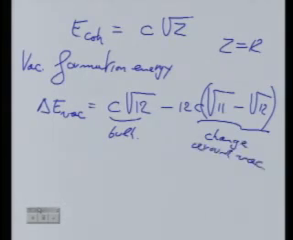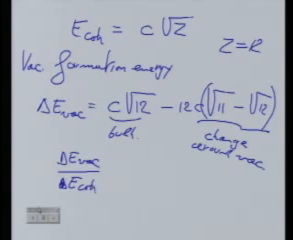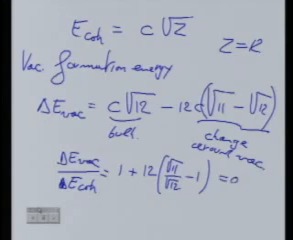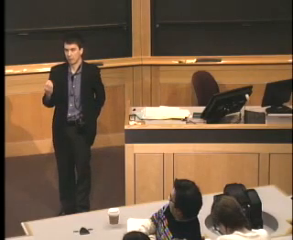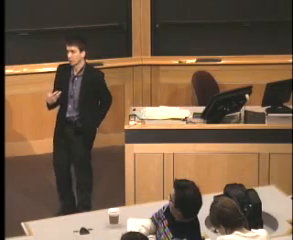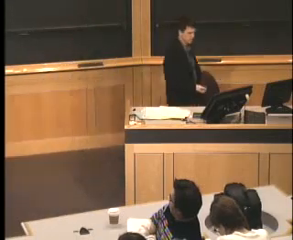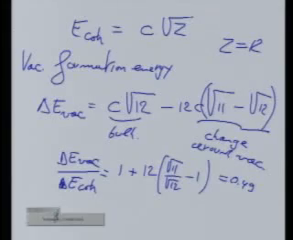And if you actually calculate that, the vacancy formation energy over the cohesive energy, you find that that's 1 plus 12 times the square root of 11 over the square root of 12 minus 1. And it's about 0.49. So in a square root model, you're already much closer to the experiment, where the vacancy formation energy is a much smaller fraction of the cohesive energy. Okay.